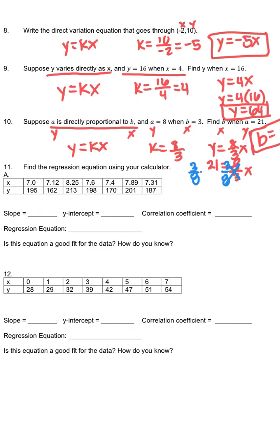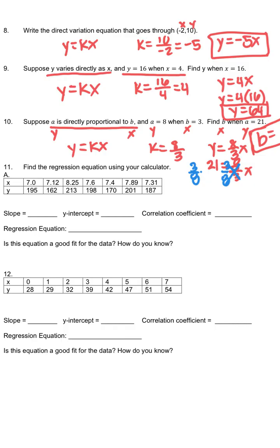Number 11, find the regression equation using your calculator. So you just watched the video on that for 3.7, or we did it in class, either way. So if you don't remember how to set up your calculator, go ahead and watch the previous video in 3.7. But go ahead and go to Stat. Remember, we go to Stat, go to Edit, and let's clear what we already have there. So go to L1 and clear, enter. Do the same, go to L2, clear, enter.